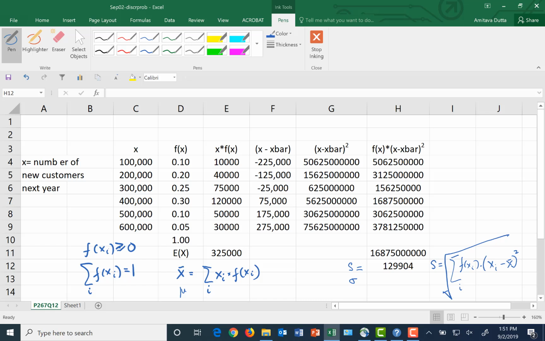I hope this clears up how you numerically go about computing the mean and standard deviation of a general discrete distribution, and why you cannot use the built-in function average or standard deviation. You cannot use those built-in functions unless the outcomes are equally likely, which they're usually not. Okay, all right, so that takes care of this problem.